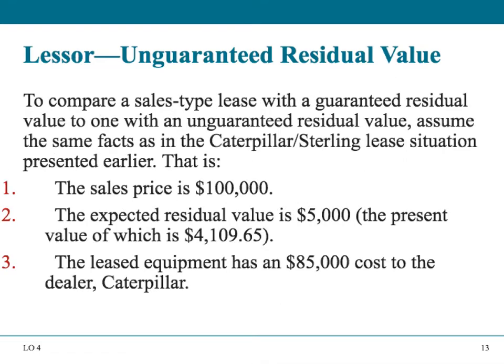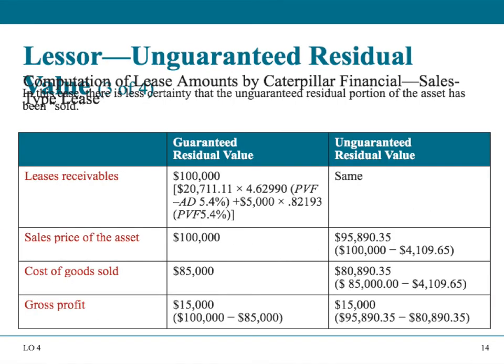So unguaranteed residual value, if you compare a sales type lease with guaranteed residual value, the same facts. Sales price is $100,000, expected residual value is $5,000, present value of which is roughly $4,100, and lease equipment has $85,000 cost to the dealer, Caterpillar. So let's take a look. We will have to calculate lease receivable in this fashion.